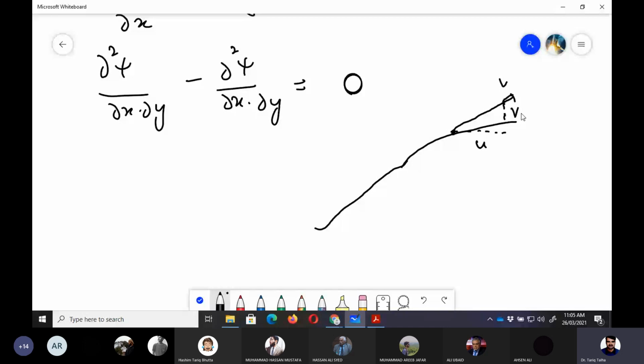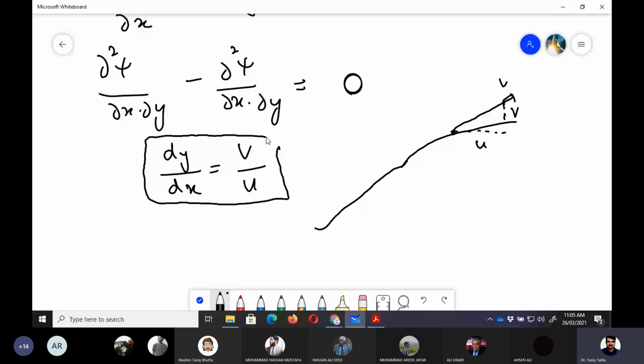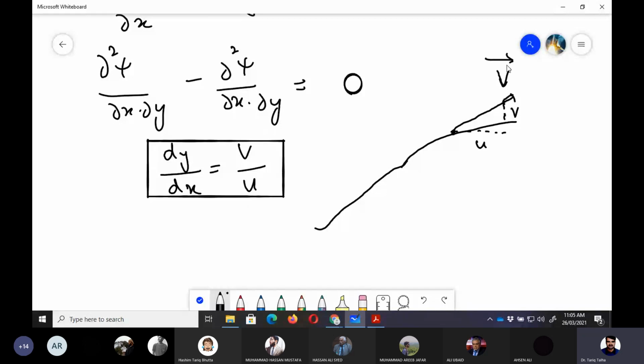So for the streamline definition, we know that the slope of the velocity vector is equal to dy upon dx, which is equal to v upon u. I hope that you learned this: the slope of the velocity vector, where v is the velocity in the y direction and u is the velocity in the x direction. So it is like this.